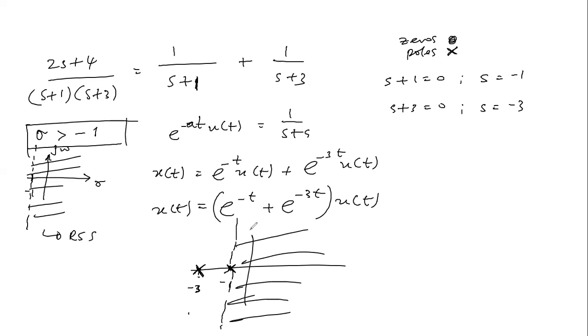This is j omega, and this is sigma. It is said that if the j omega axis is included in the region of convergence, it means the system is stable. So now this is the region of convergence, and the j omega axis is inside the region of convergence, which means this system is also stable. Is that clear, please?